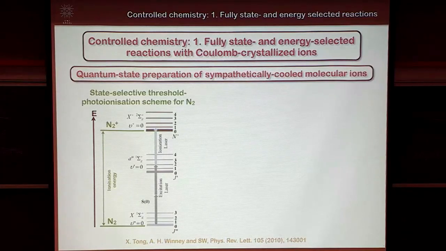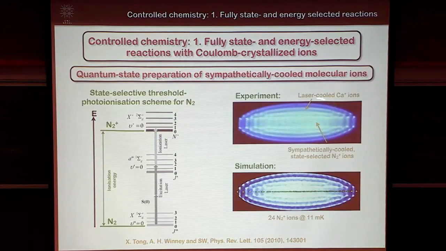And the method that we used to solve this problem is, so we produced, in this case, nitrogen ions again, beforehand in a well-defined quantum state using a state-selected photoionization scheme. I don't want to go into any detail. If you're interested, you can look this up in this paper. But we can come up with photoionization schemes which produce ions in a well-defined spin rotational quantum state. We then produce these ions, sympathetically cool them into a Coulomb crystal, and so we have sympathetically cooled, localized ions all in a single quantum state.